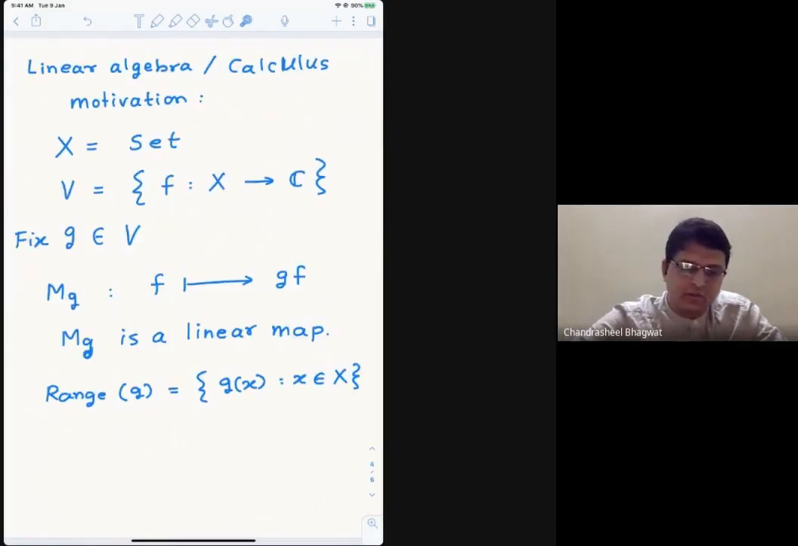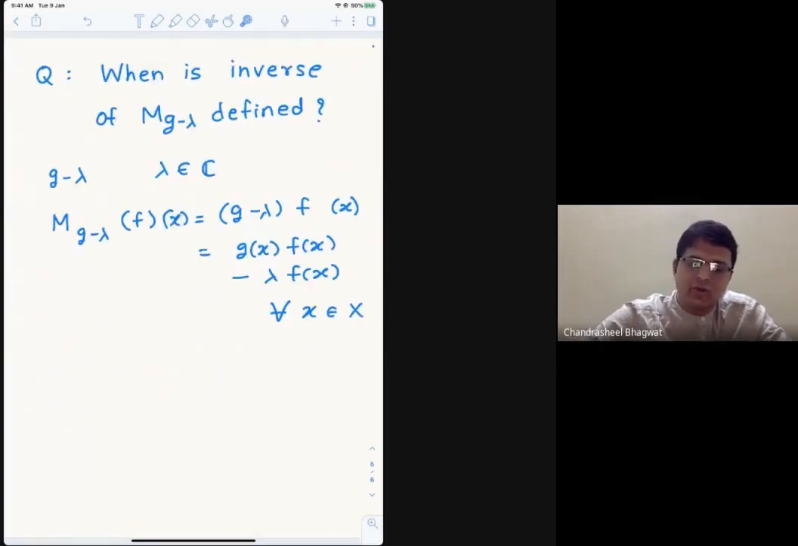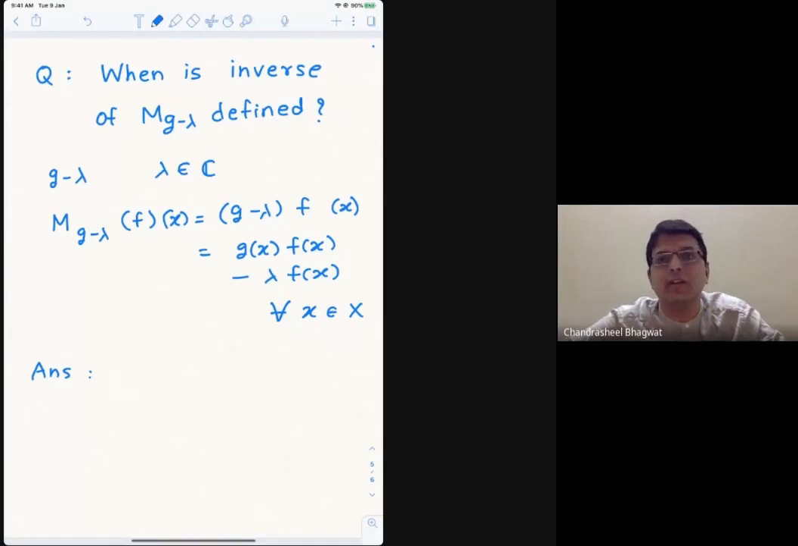Go back to the definition. What does inverse mean? Given an f, you obtain g f by multiplying it by g on the left. To invert the process, you have to, of course, multiply by g inverse. Similarly, if you want to invert M_(g minus lambda), the inverse operation has to be the inverse of g minus lambda in the multiplicative sense. That means you have to multiply by 1 over (g minus lambda). So using this theme, you can do a small exercise and check that the answer is exactly this.